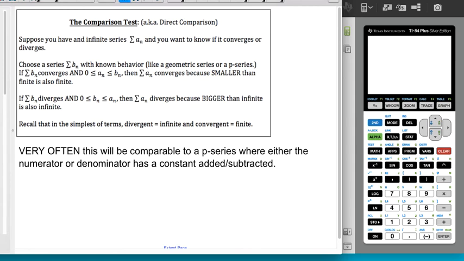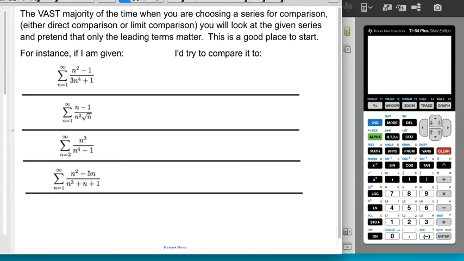So, very, very often we're going to be comparing to a p-series where either the numerator or denominator has a constant added or subtracted. So let me show you what I mean by that. So the vast majority of the time when you're choosing a series for comparison, either direct or limit comparison, what you're going to do is look at a given series and pretend that only the leading terms matter. So I'm going to pretend that all I care about is the n squared over the 3n to the fourth, and I'm going to say, oh, that would be a 1 over 3n squared. I would try to compare this to 1 over n squared, right? Because I'm going to look at those leading terms, right?